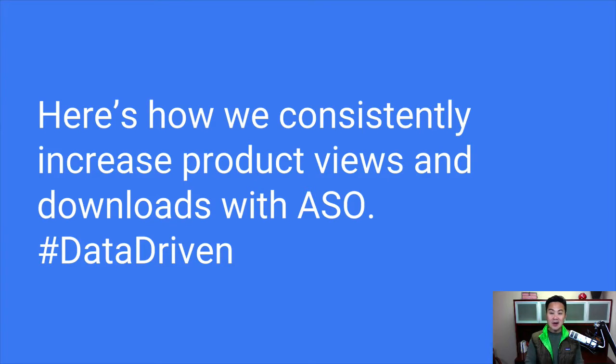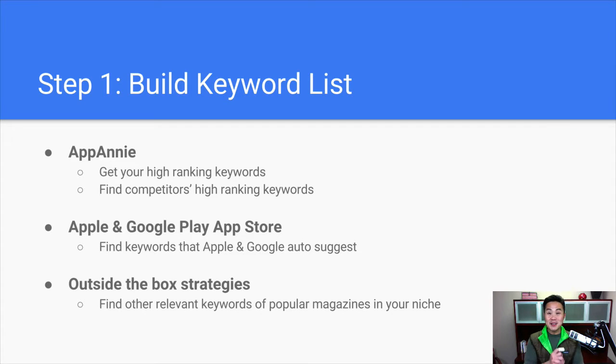Here we go. Here's how we consistently increase product views, impressions, and downloads with ASO, hashtag data-driven, because it is completely data-driven for us. Step one, we build a long list of keywords, essentially anywhere from 80 to 120 to even 200 sometimes. We just look at all the data and pull the data for all these keywords, because we're going to use the data to determine which keywords we're actually going to use, but I want to build a long list first.